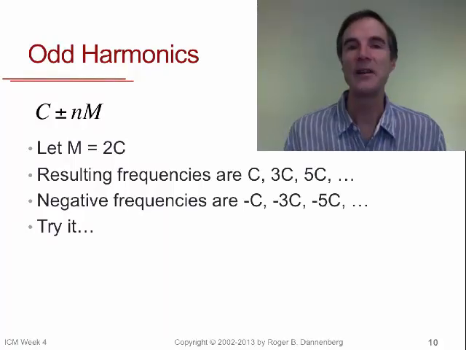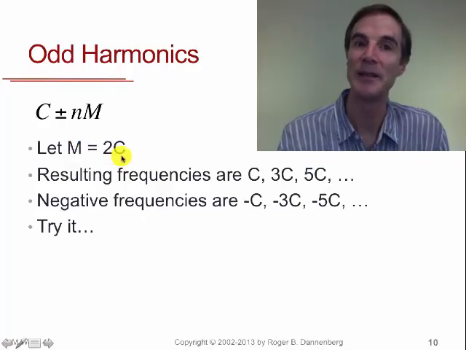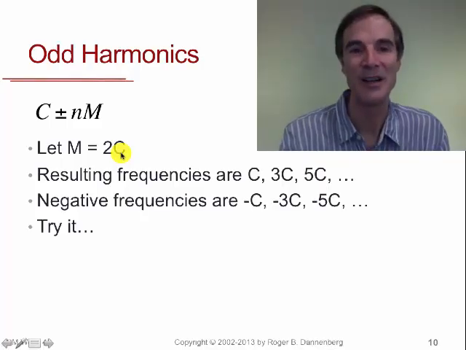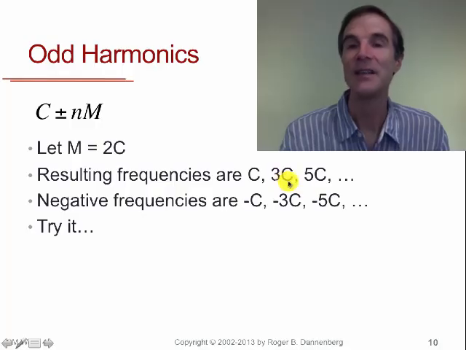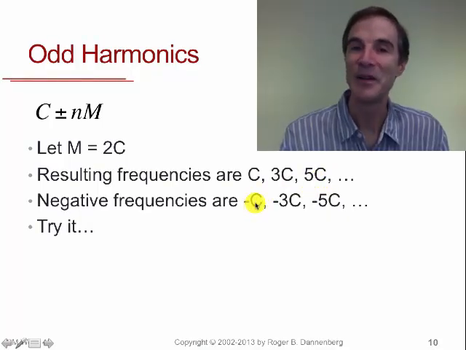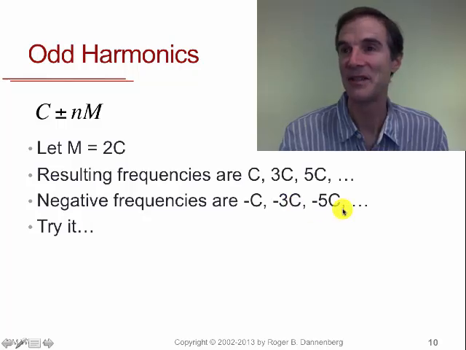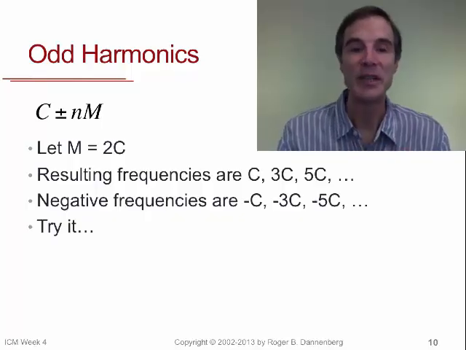What about odd harmonics? We can easily create odd harmonics by setting M equal to 2C. So the modulation frequency is double the carrier frequency. That's one fast vibrato, but the result is that we get C itself, C plus M, which is 3C, C plus 2M, which is 5C. So these are odd harmonics. We also get negative frequencies, but fortunately those come out to minus C, minus 3C, minus 5C. So they're also odd. Now, why would we be interested in odd harmonics?